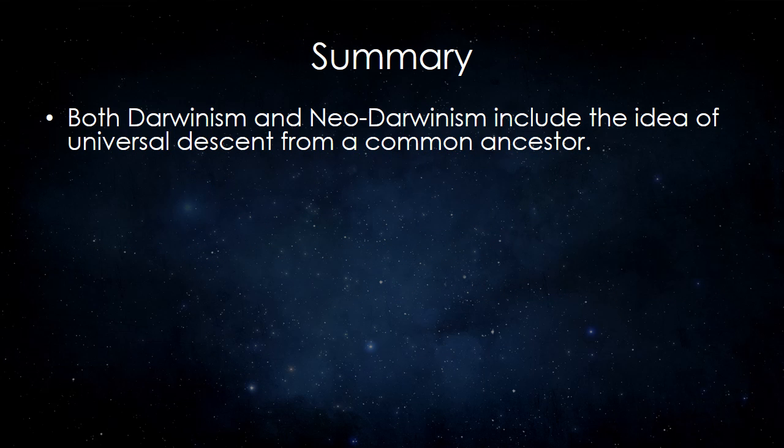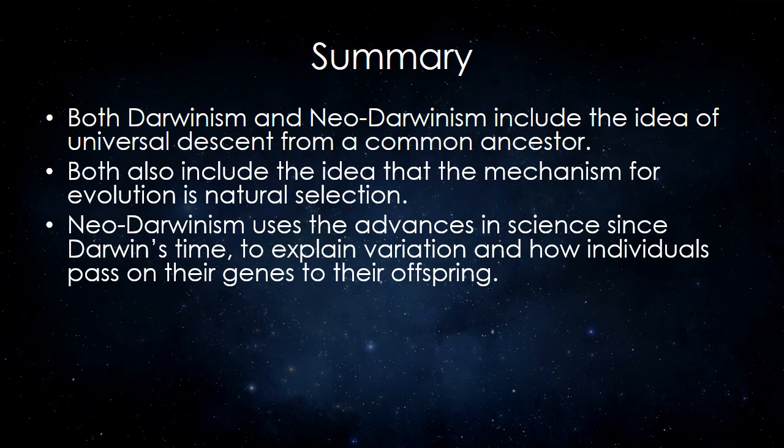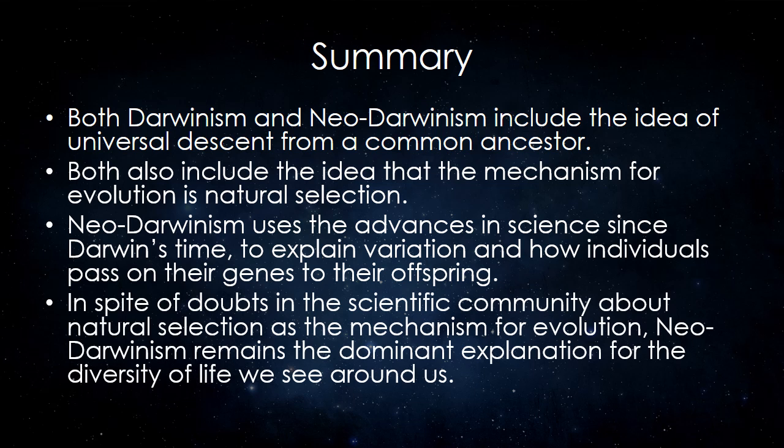To summarize, both Darwinism and Neo-Darwinism include the idea of universal descent from a common ancestor. Both also include the idea that the mechanism for evolution is natural selection. Neo-Darwinism uses the advances in science since Darwin's time to explain variation and how individuals pass on their genes to their offspring. In spite of doubts in the scientific community about natural selection as the mechanism for evolution, Neo-Darwinism remains the dominant explanation for the diversity of life we see around us.